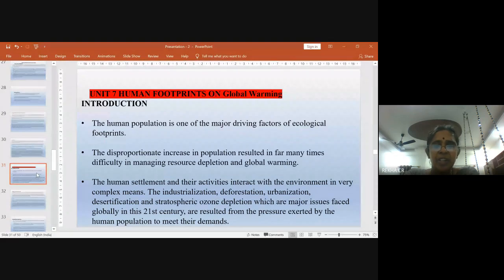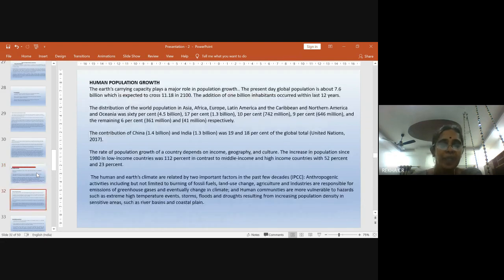The industrialization, deforestation, urbanization, desertification, and stratospheric ozone depletion are the major issues faced globally in the 21st century, and they have resulted from the pressure exerted by the human population to meet their demands. So the five major issues faced globally in this 21st century are industrialization, deforestation, urbanization, desertification, and stratospheric ozone depletion. The first one, as you all know, is the major problem of the increase in human population.